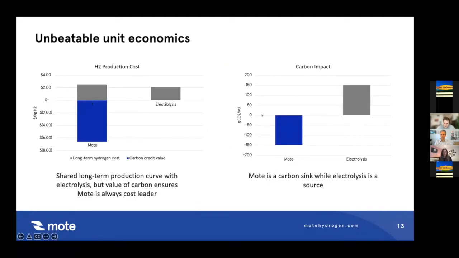So if you see on the right here, it's negative 150 grams of CO2 per megajoule of hydrogen that we're producing. So, we really like to make this a lot clearer and talk about what the grams of CO2 per megajoule is, the carbon intensity of the process, because that's where you can really see the life cycle assessment and what your net effect is.